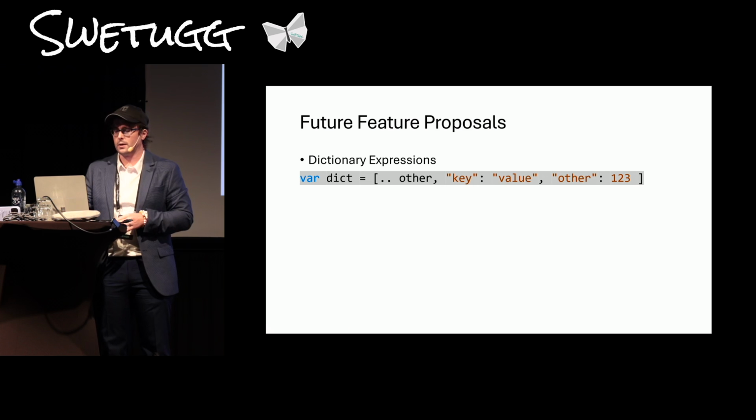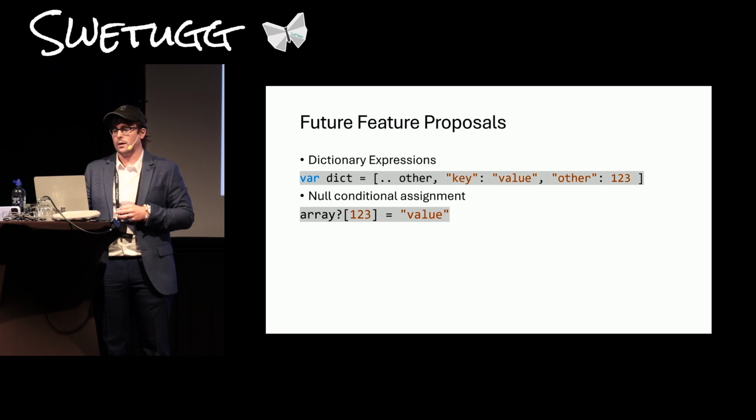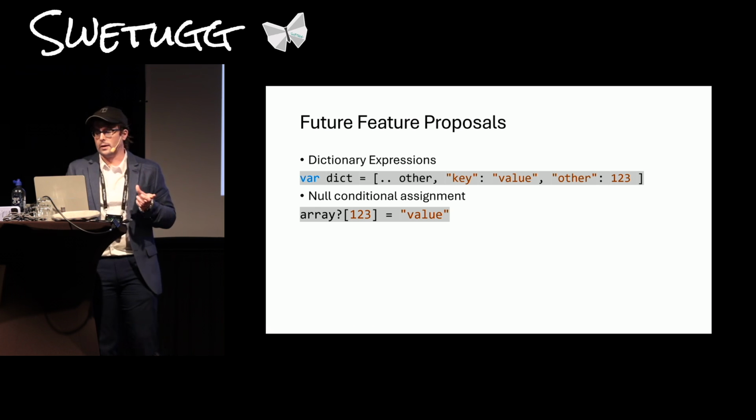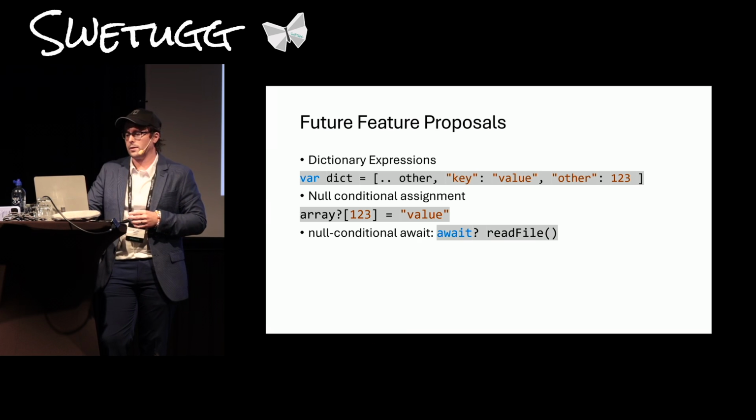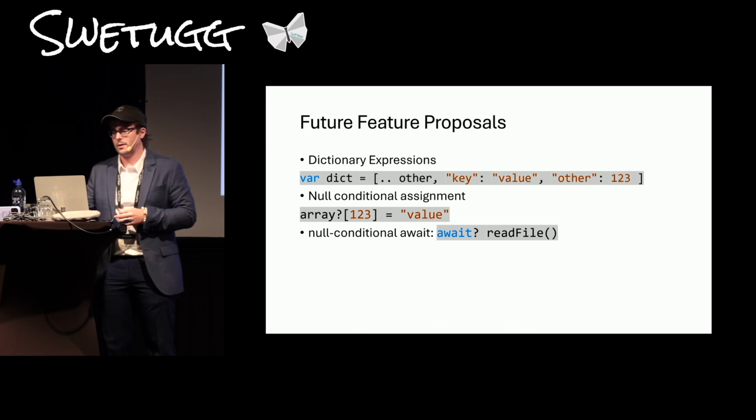Feature proposals out there: dictionary expressions. The list expressions are very condensed and nice and readable. Why do we not have that for dictionaries? Probably coming in the next version. Null conditional assignment. Could be scenarios where that is good. If there's an item in the array at index 1, 2, 3, then set it, otherwise just ignore it. Null conditional await, not sure, looks good, probably some super deep scenario where that is very valuable.